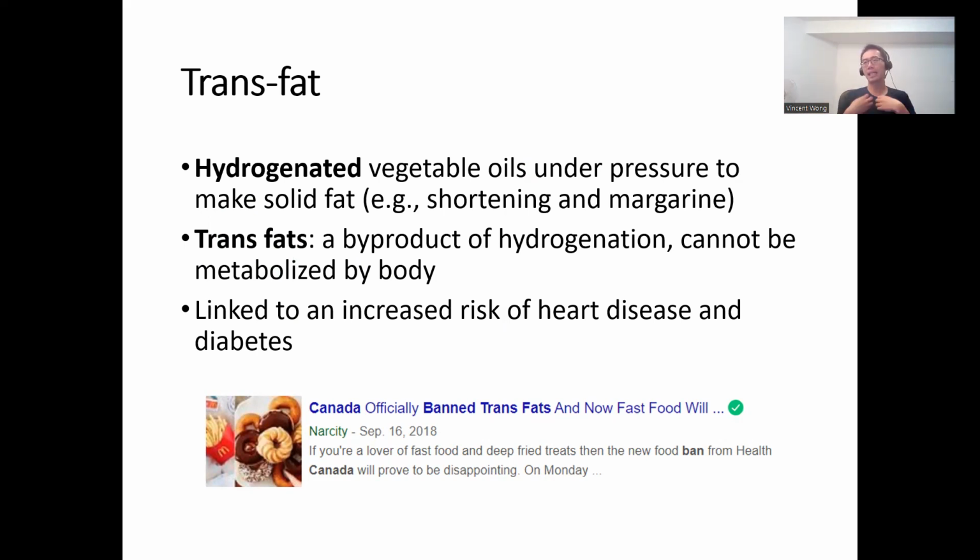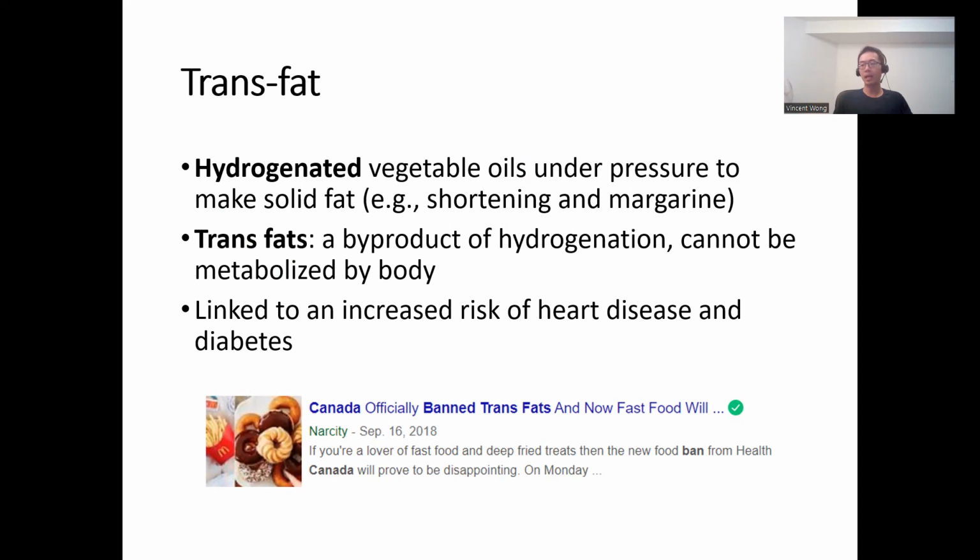Okay, your body does not have the enzyme, doesn't have the chemical to help break down the trans fat. And as such, if you consume trans fat, it will just stay in your body for a very long time. And it's linked to increased risk of heart diseases and diabetes.